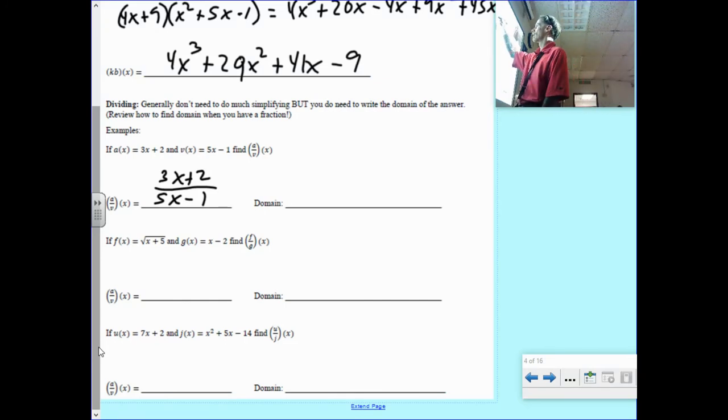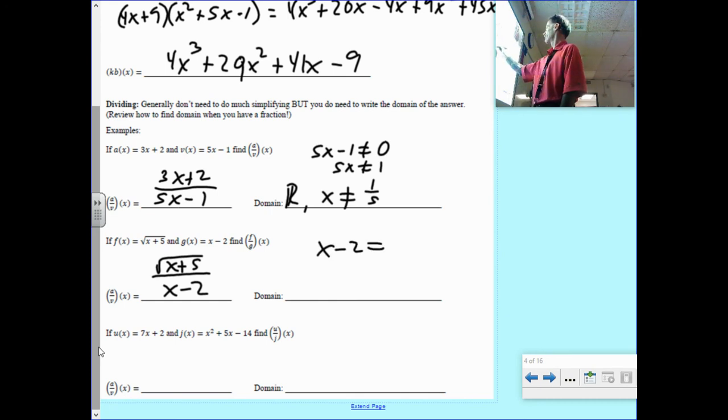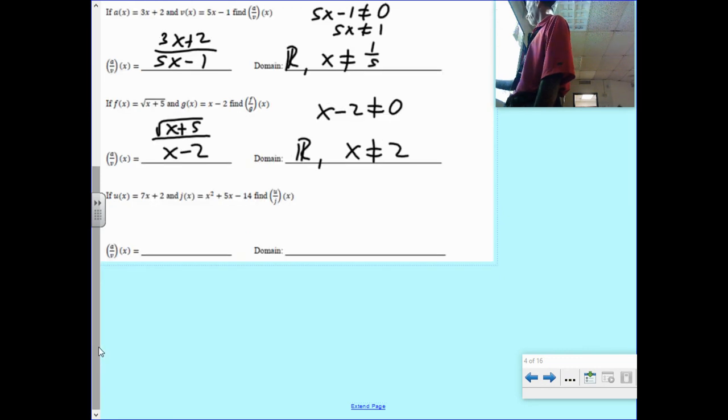So in this case, if you remember from the last section, we set the bottom not equal to 0, solve that, and then we had x not equal to 1/5. To be technical about it, we can put the real numbers in front of there, all real numbers not equal to 1/5. Okay, and you do that each time. Okay, so just like the second example, root x plus 5 over x minus 2, that's your function, don't have to do anything. Find your domain, x not equal to 2, all real numbers except for 2.